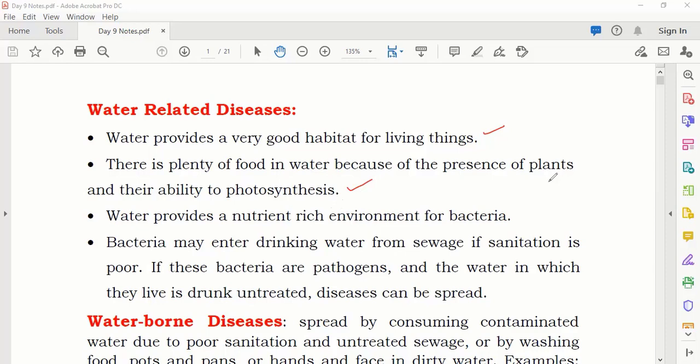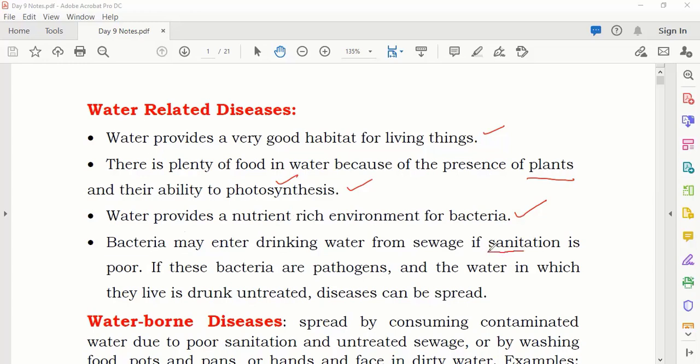You can see why? Because in the water you have plants, and plants do the process of photosynthesis and produce food for themselves and for the others. Water provides a nutrient-rich environment for bacteria. So water provides a high amount of nutrients for the growth of bacteria. Bacteria may enter drinking water from sewage if sanitation is poor.